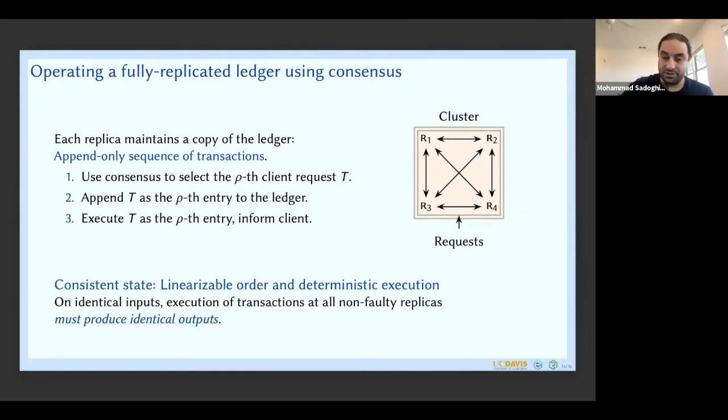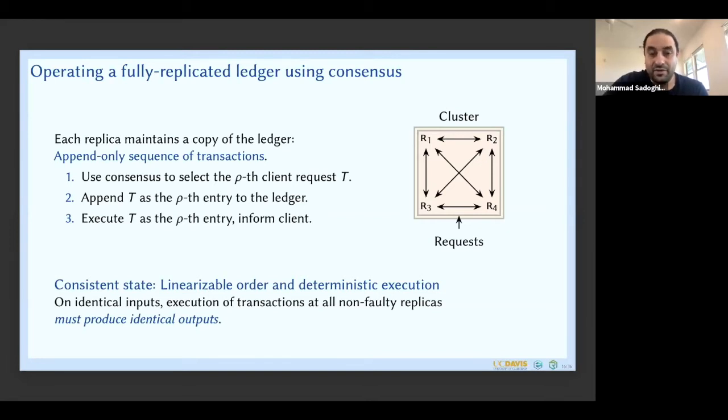So you need to agree upon the order in which the transaction is added to the log. There needs to be agreement on the sequence number attached to the transaction, and then once it's placed on the log, that transaction can be executed independently and its result can be produced. It can be sent to the client, and the client can be informed of it. And there is an assumption that the execution is deterministic.